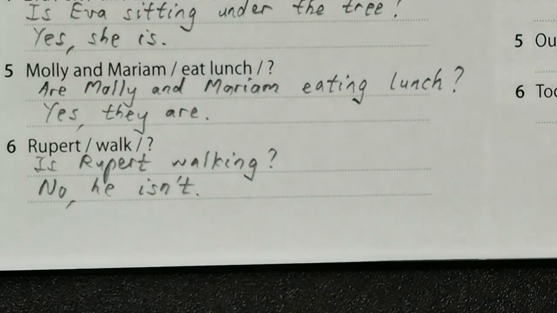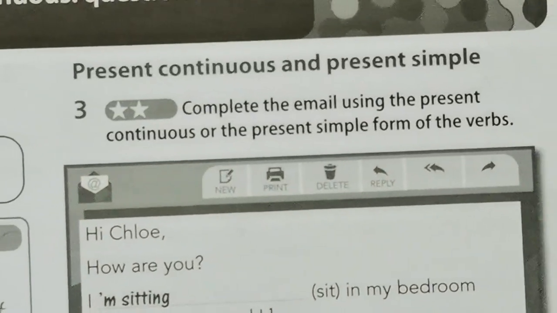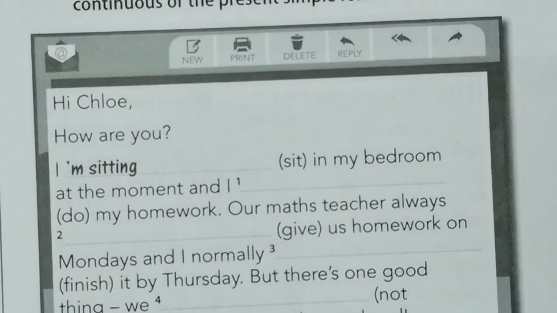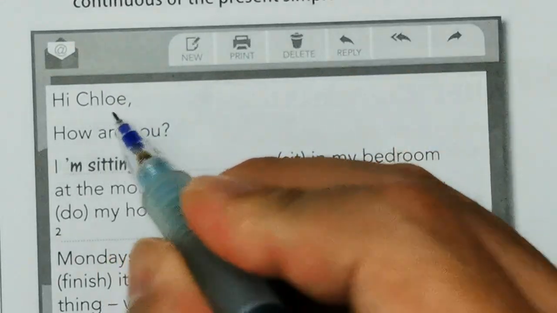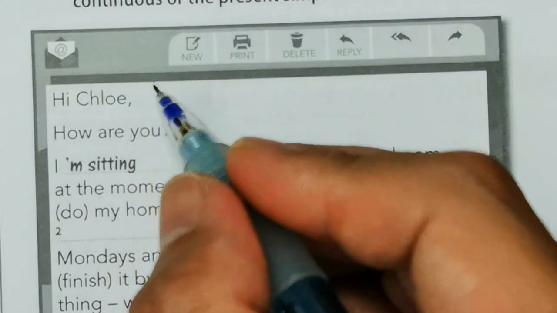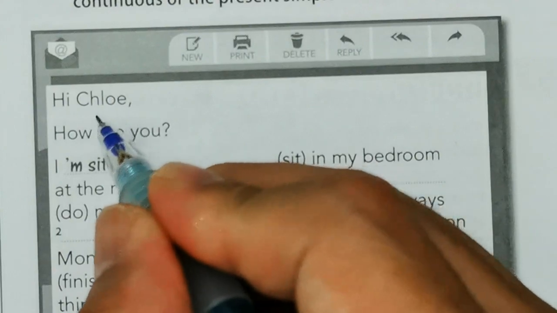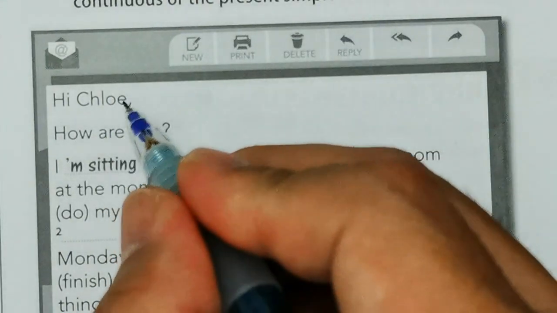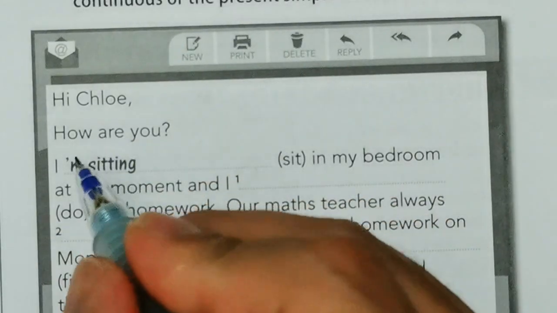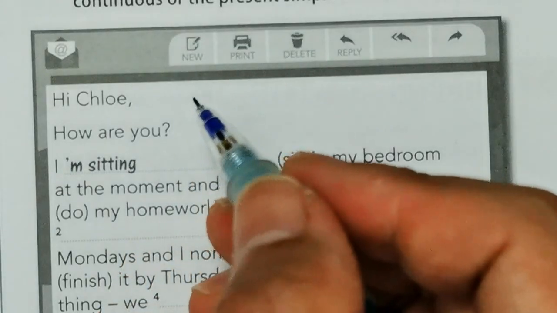And then next we move on to part 3 here. So we have present continuous and present simple. So number 3, complete the email using the present continuous or the present simple form of the verbs. So we have email interface here. So hi Chloe. So this is not Cholo. So many people, especially some pupils, will pronounce as Cholo. So this is Chloe. Hi Chloe. So Chloe basically is a female name. So we have greeting here. How are you?